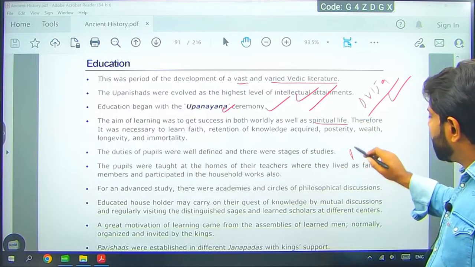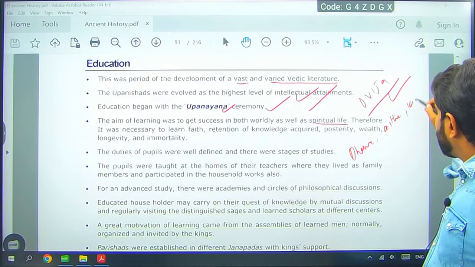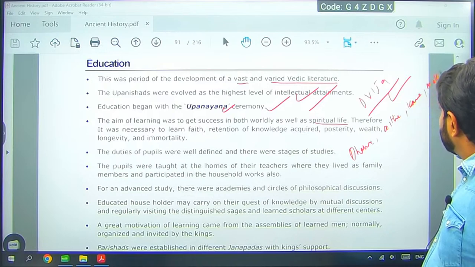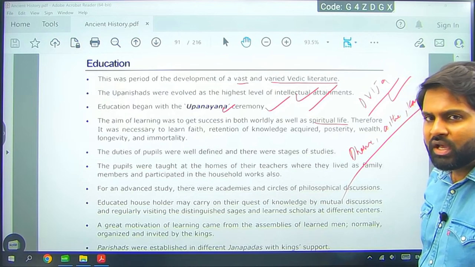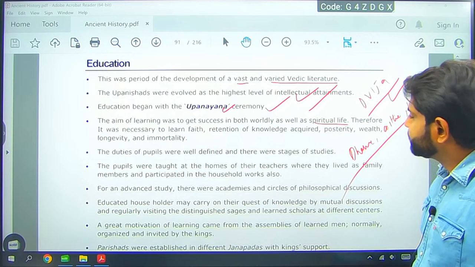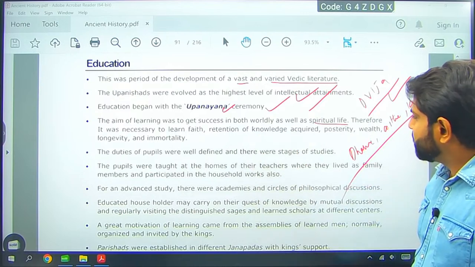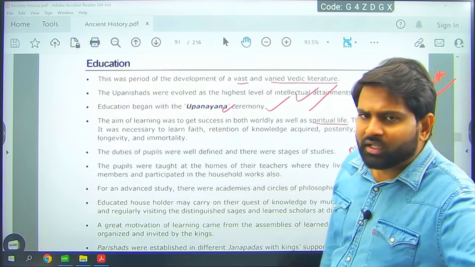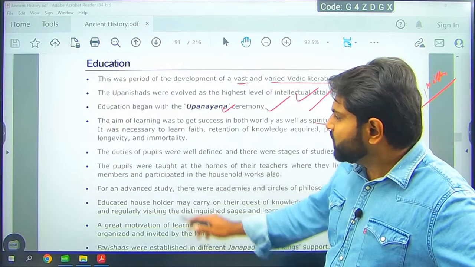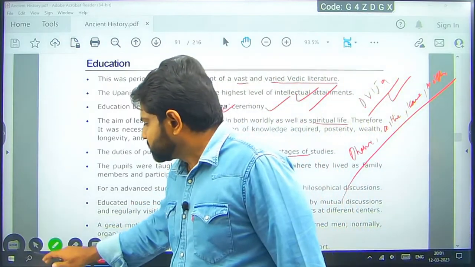The aim of learning was to get success in both worldly as well as spiritual life. So dharma, artha, kama, moksha. The focus is not on the physical world or only on the spiritual world, but both. It was necessary to learn faith, retention of knowledge, posterity, wealth, longevity and immortality. All these are important. The duties of people were well defined, and there were stages of studies.